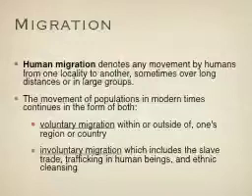And again, as we've noted previously, you have voluntary migration, which is within or outside of one's region or country, where one makes a choice. And then you also have involuntary migration, which includes things like the slave trade, human trafficking, and ethnic cleansing.